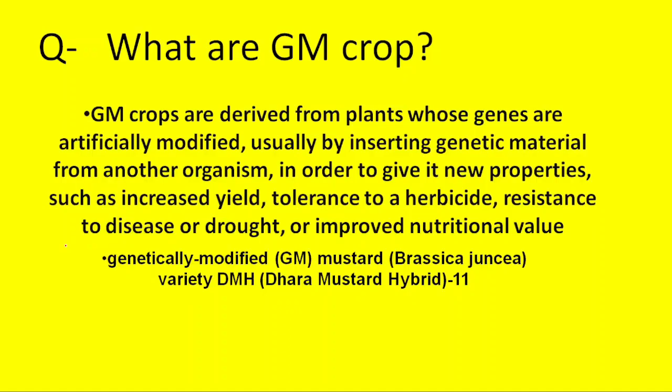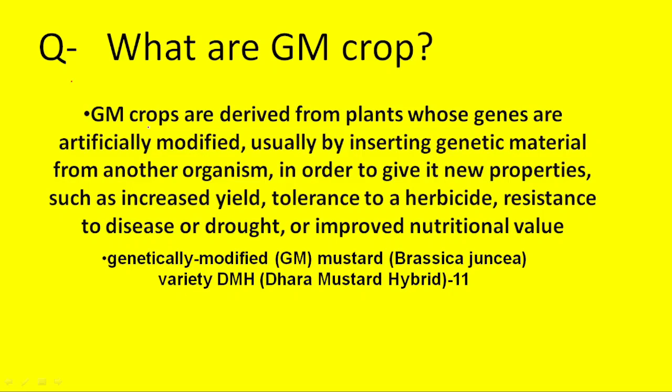Alright. So first of all, we start with the very basic definition of GM crops. What are GM crops? GM crops are derived from plants whose genes are artificially modified, usually by inserting genetic material from another organism in order to give it a new property such as increased yield, tolerance to a herbicide, resistance to disease or drought, or improved nutritional value.